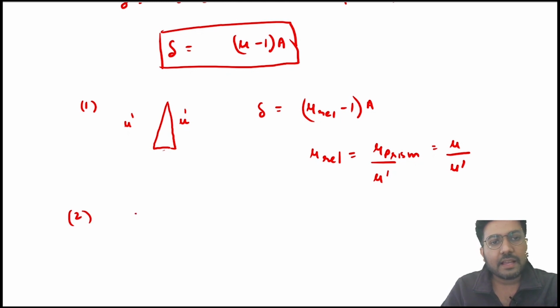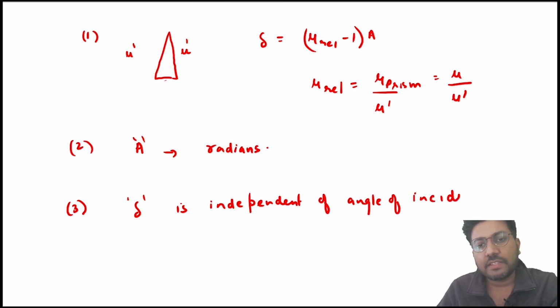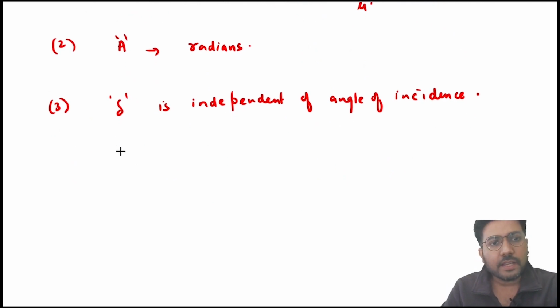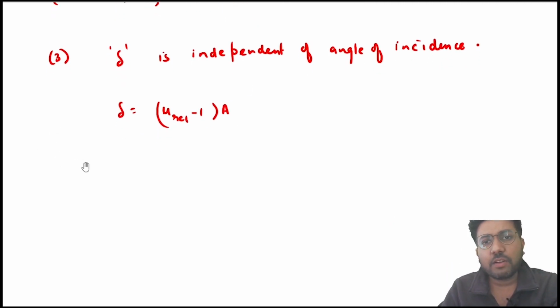Second, the angle of prism has to be written in radian. Angle of prism we will write in radians. And the third thing is, the angle of deviation is independent of the angle of incidence. Why? Because delta is equal to mu relative minus 1 into A. Clearly you can see that there is no angle of incidence term here. The angle of deviation is independent of the angle of incidence.